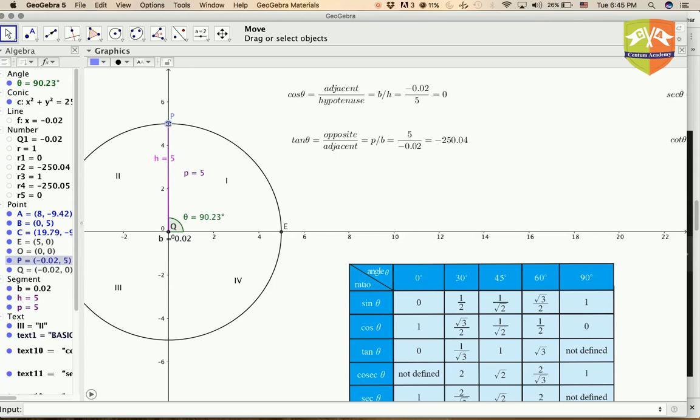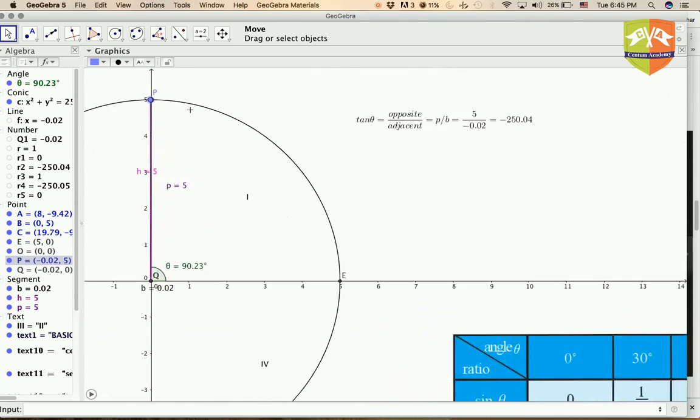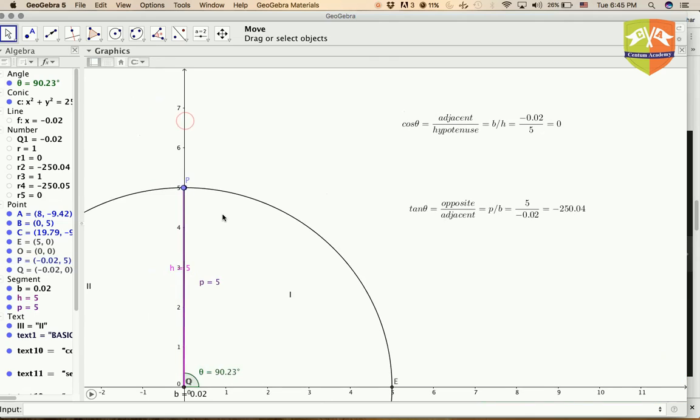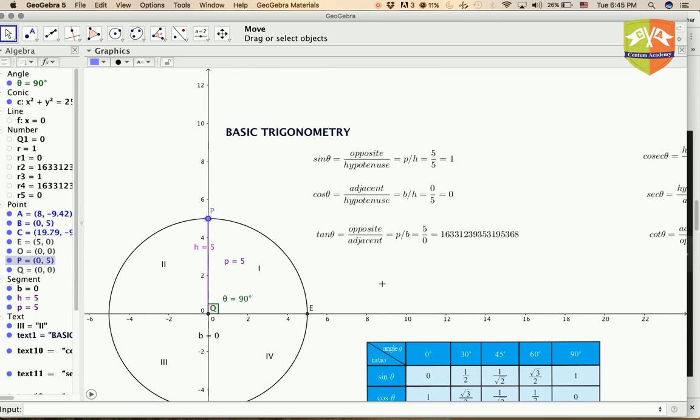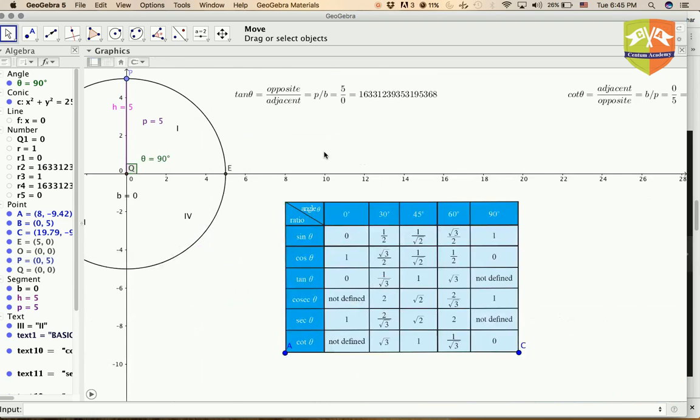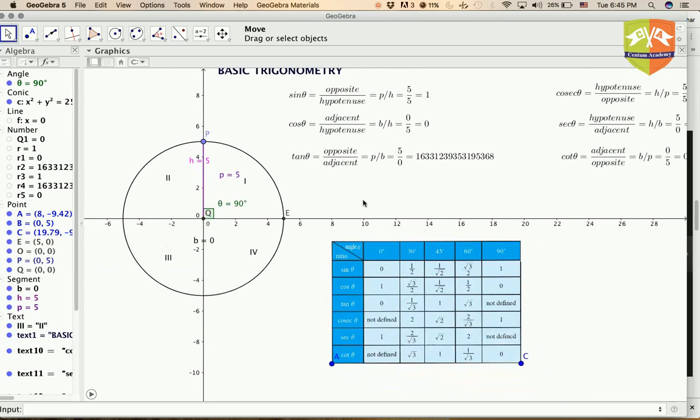So I'll try a little bit more by zooming it. Yeah, so this is exact 90 degrees now. So when theta is 90 degrees, if you see all the ratios, what have they become?